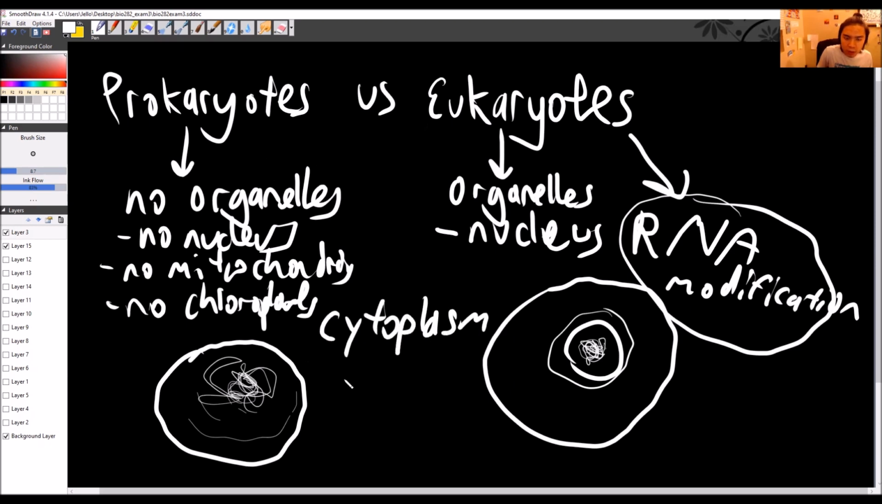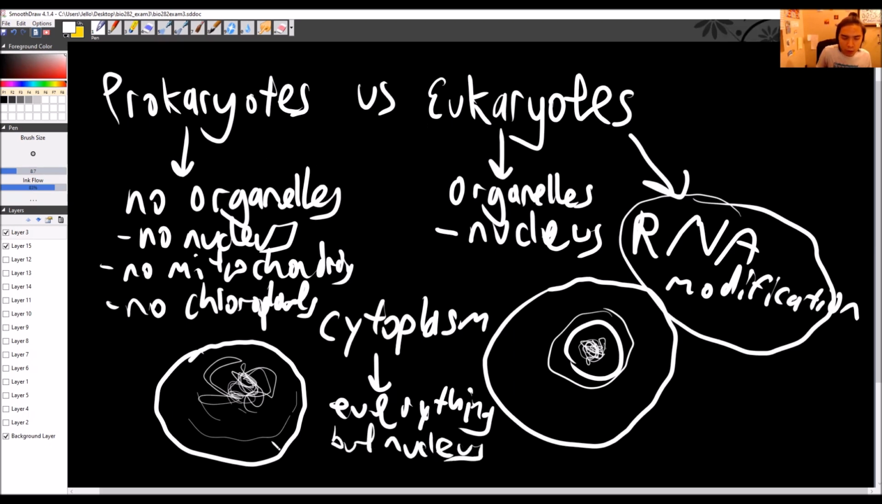There is also a term, cytoplasm. Cytoplasm is everything housed within the cell, but the nucleus. The prokaryote doesn't even have a nucleus, so that's just everything in the cell. For the eukaryote, it would be everything in the cell except the nucleus and what is inside the nucleus. So any process that prokaryotes have happens within the cytoplasm by default, because there's nowhere else where it can happen. Whereas for eukaryotes, transcription happens within the nucleus.